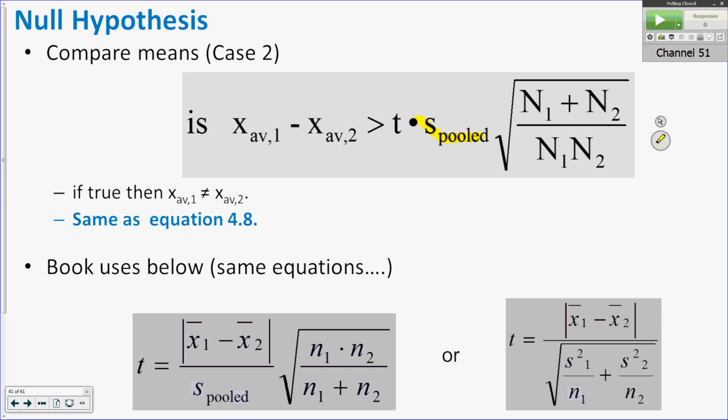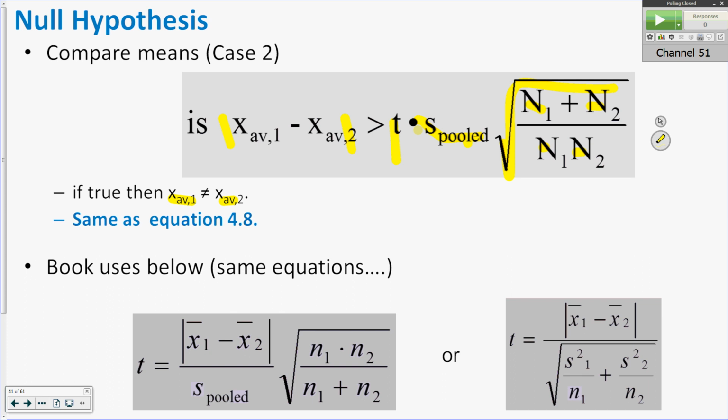So you look at the difference between the two averages, set 1 and set 2, times the t-value that we'll get out of the table, times the pooled standard deviation, times the square root of the summation of the number of points divided by the product of the number of points. We'll do an example of this in a moment. So if it's true, then the averages are not equal. If it's less than, then the averages are considered equivalent to one another.